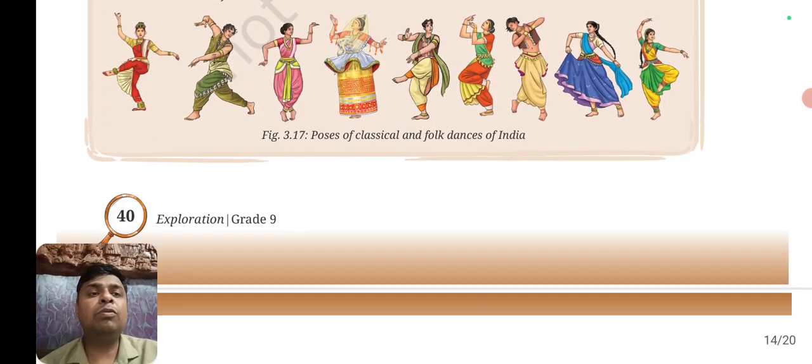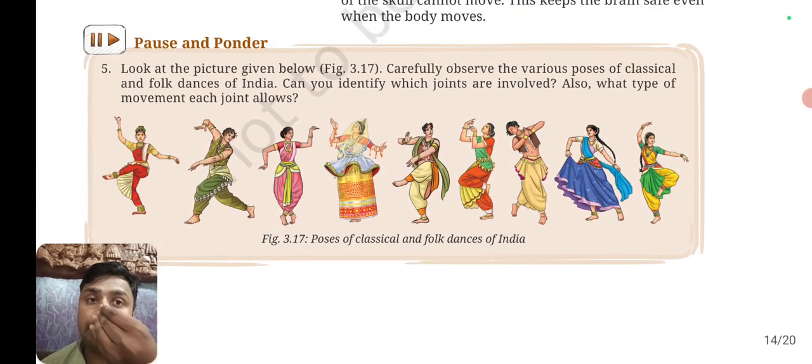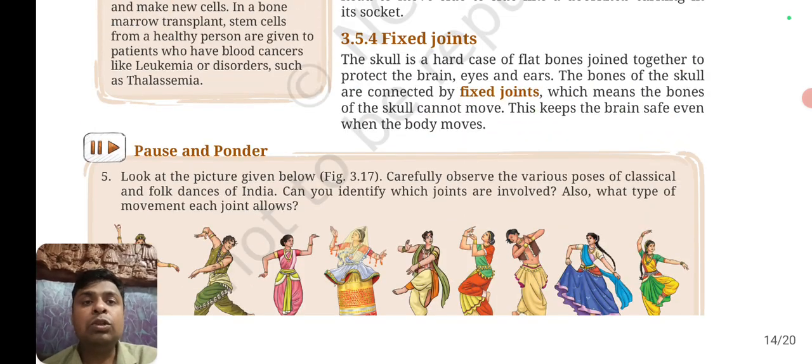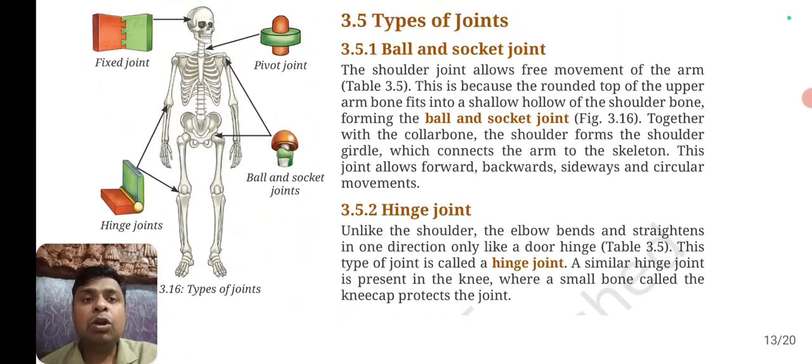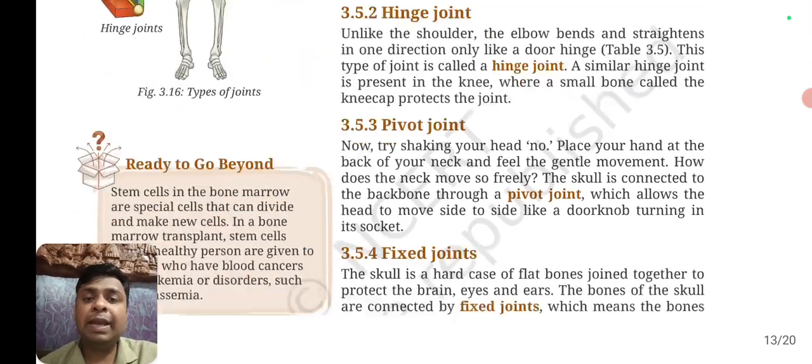Okay, they cannot move. Here you can see the different dance poses. Observe the classical and folk dances and which kind of joints are involved, you can write about it. Observe carefully. You know the different types of joints now. Observe this diagram. This diagram is very helpful.